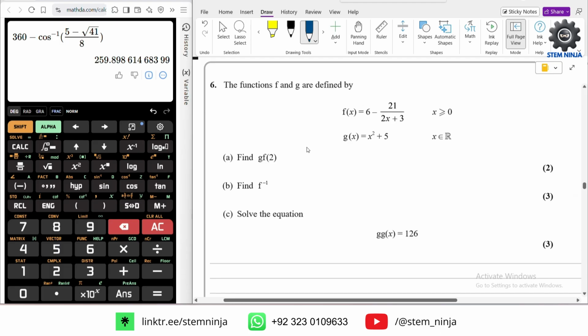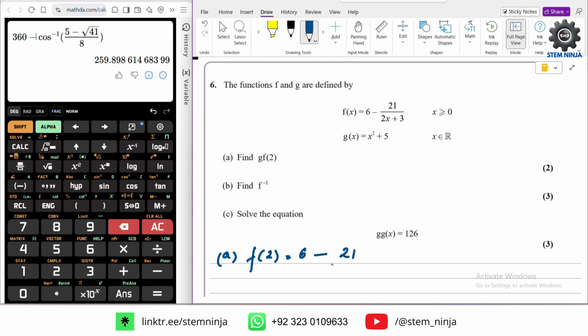Question number 6. The functions f and g are defined by f of x equals 6 minus 21 over 2x plus 3, where x is greater than or equal to 0, and g of x is x squared plus 2. Find gf of 2. Right. So basically first we find out f of 2. This is going to be 6 minus 21 over 2 times 2, 4, plus 3. 21 divided by 7 is just 3, so 6 minus 3 is 3.